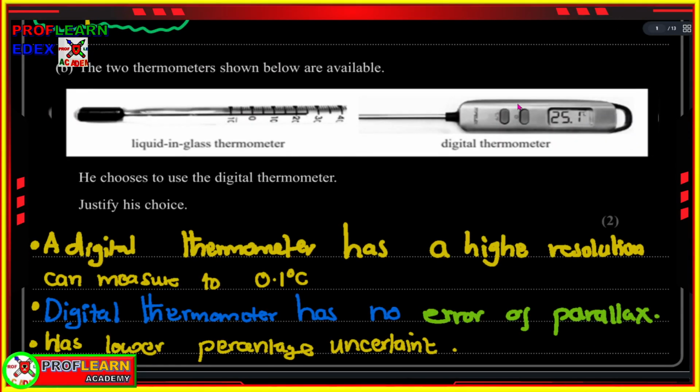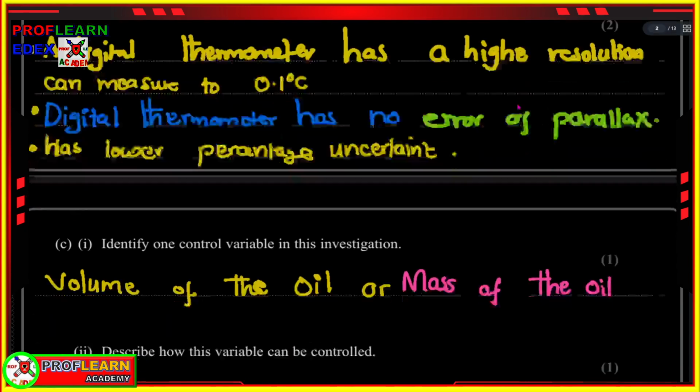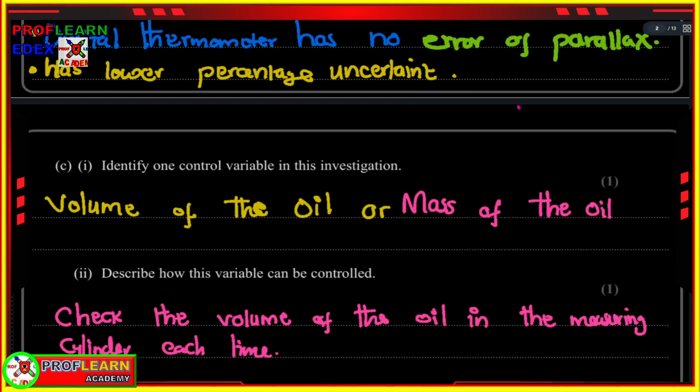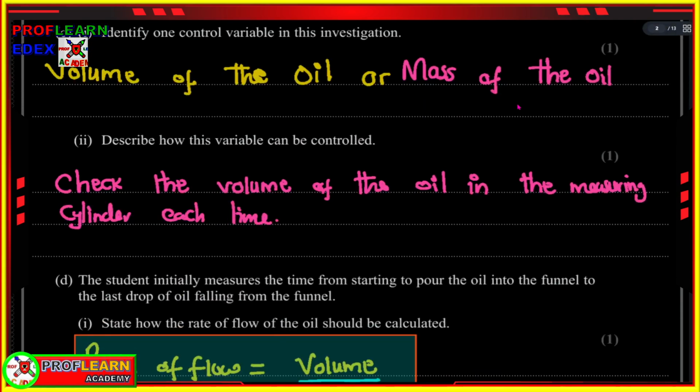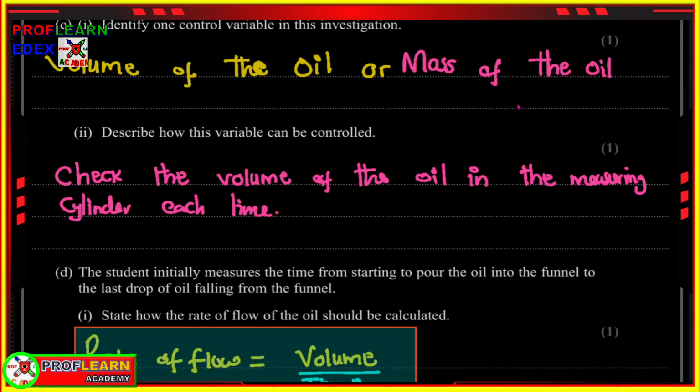We said a hot plate and a cold water bath could be used. We also looked at how to justify the choice of a digital thermometer, and there we say that a digital thermometer does not have error of parallax, and also the digital thermometer has a higher resolution than a liquid-in-glass thermometer. To identify control variables in that case, the experiment's volume should be kept constant and also the mass should be kept constant. Describe how the variable can be controlled.